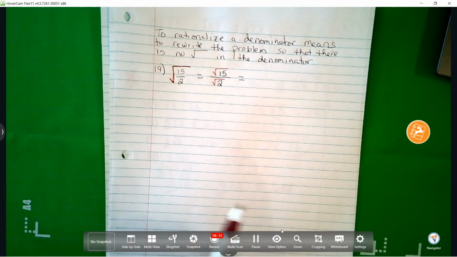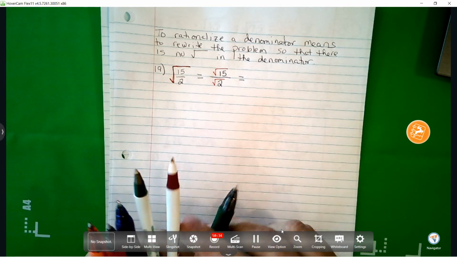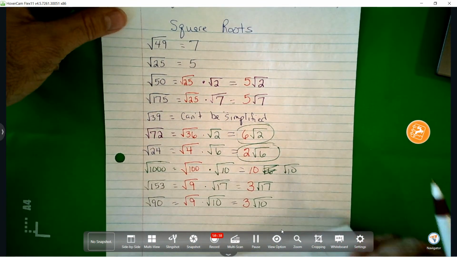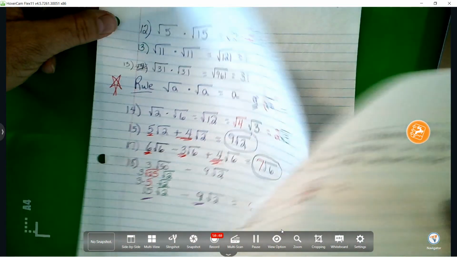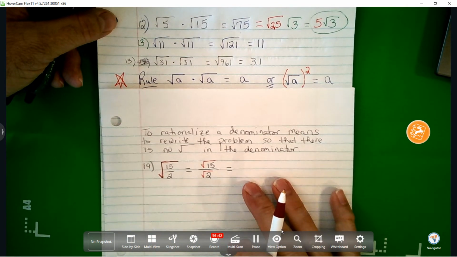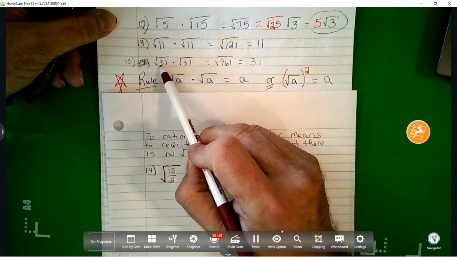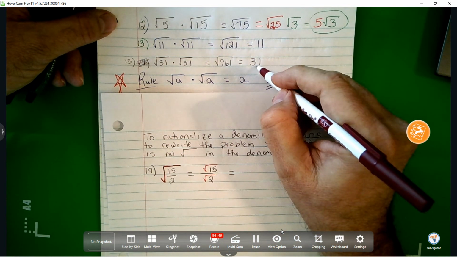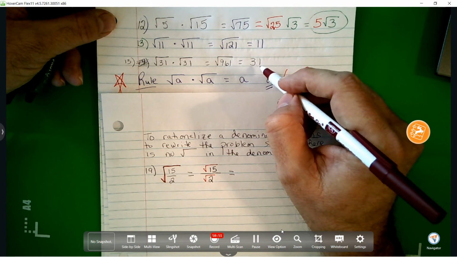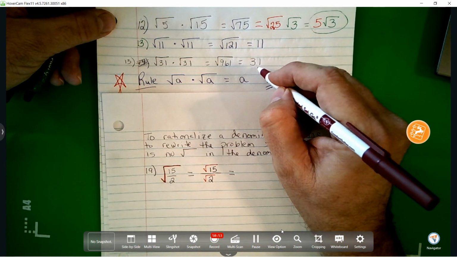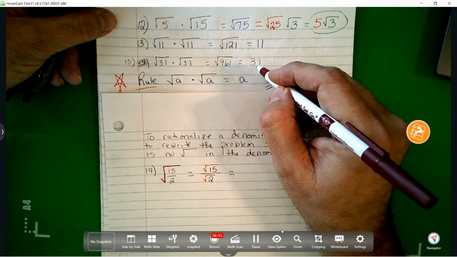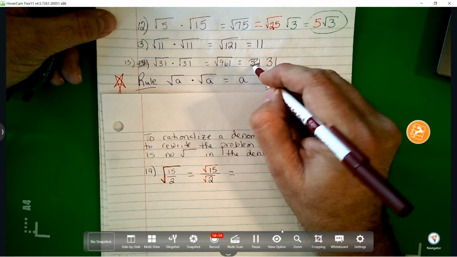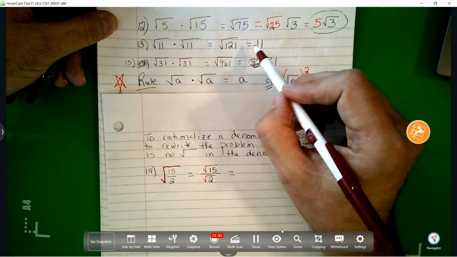Well, here's what we're going to do. It goes back to something that I stated. Where's my red star rule? Right there. Y'all remember that red star rule? A square root times itself is just whatever's underneath. That's just 31, there's no decimal point there. Square root of 11 times the square root of 11.